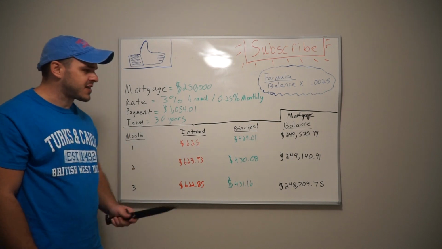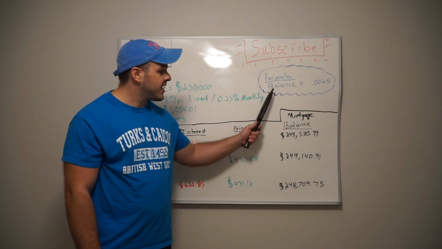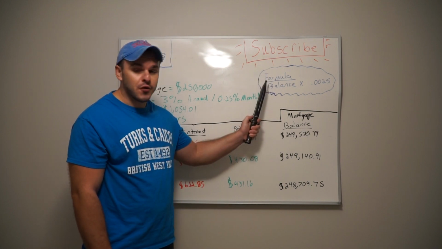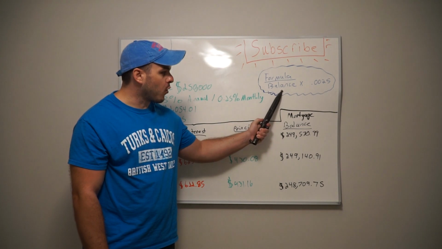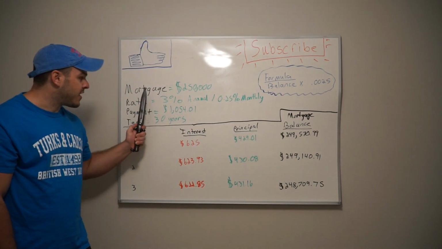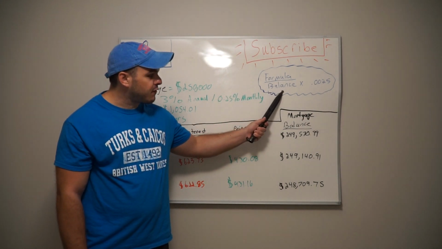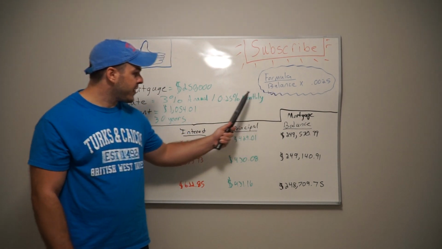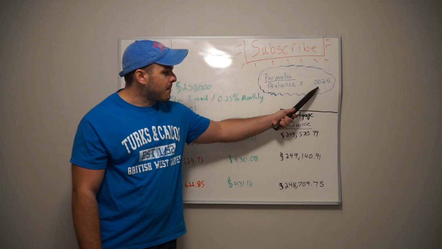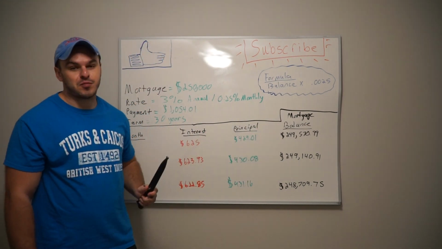Now, before we get into this amortization table, we're going to talk about how you calculate how much interest you're paying every month. All you have to do is take your current mortgage balance, which is your debt. Remember, you took out a loan. That's your mortgage. It's not your house. You take the balance of the mortgage, which in the first month is $250,000, and you multiply it by the monthly interest rate, which is 0.25%.